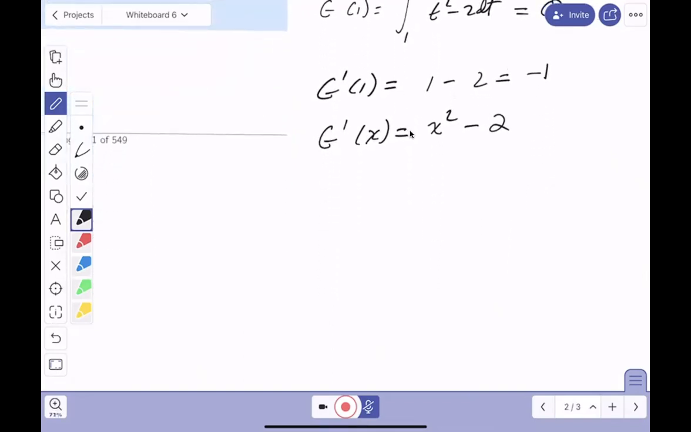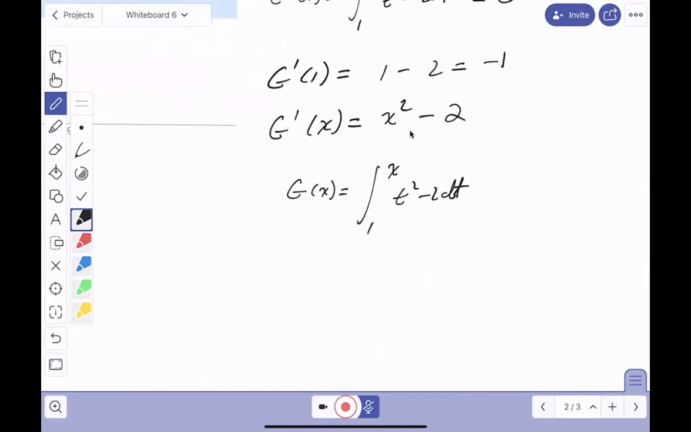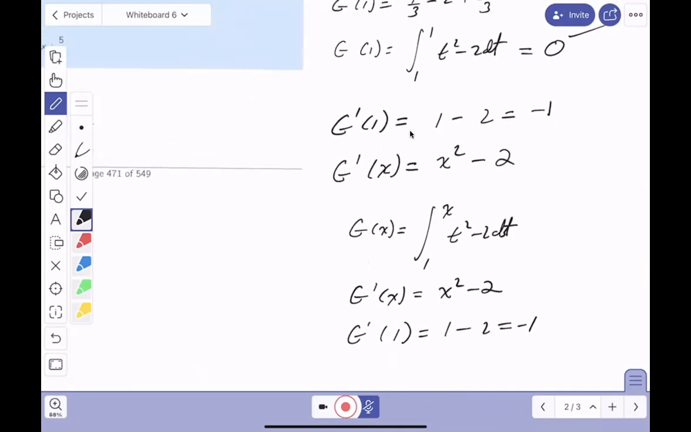You know what? I think I have another way of doing that. I want to point out what I mean by that. I have the integration. g of x is equal to the integral from 1 to x of t squared minus 2 dt. I could write down g prime very easily by using the fundamental theorem. The g prime of x is going to be x squared minus 2. And g prime of 1, using the fundamental theorem, would be 1 minus 2, which is minus 1, right? Both ways, it's an answer.